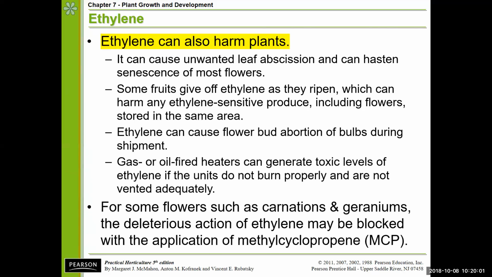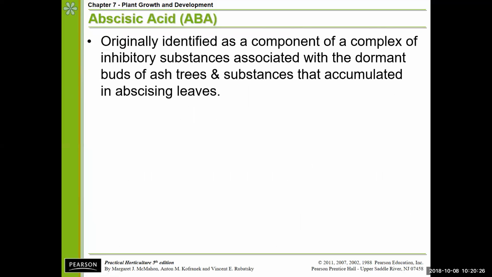And there are many different things that can actually give off ethylene. The storing of some fruits, along with other things such as bulbs, other fruits, or other flowers, can cause negative effects. You can also have ethylene being produced in gas and oil-fired heaters that are not vented properly. So it's not just from plants.